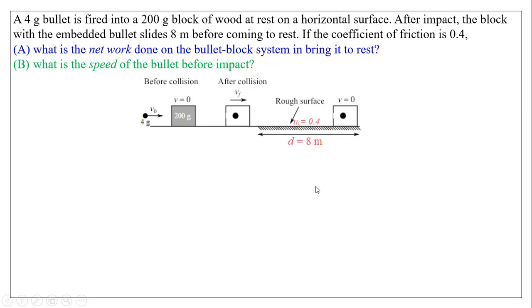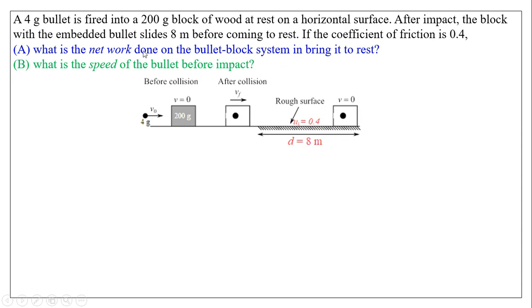Alright, so if you need to pause the video, read it. I'll just give you just of it. Here is the bullet. It is 4 grams, going to strike a 200-gram block. It's going to get embedded in it, and then from there, it's going to go across a rough segment, and it's going to come to a stop. The distance that it traveled is 8 meters, and the coefficient of kinetic friction is given as 0.4.